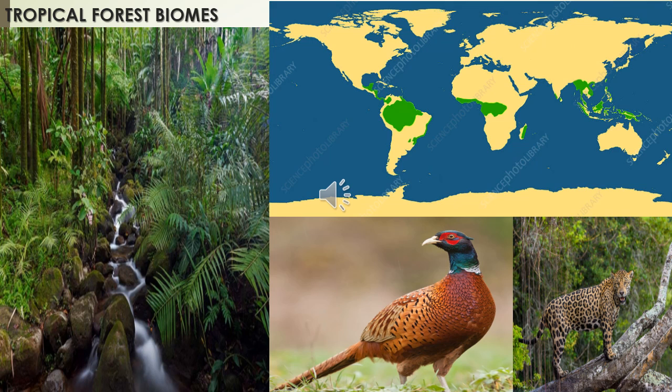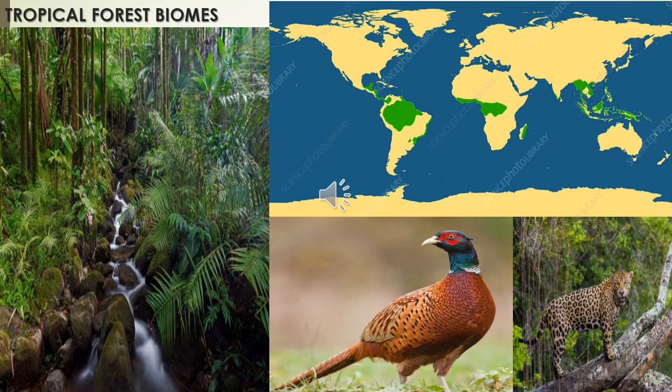They are further classified as evergreen rainforest. Evergreen rainforest means the trees are always green, because they never shed their leaves. Seasonal deciduous forest means that during the rainy season only the trees are green. During the summer season they shed their leaves, so during that time they look like dry forest. So the tropical forest comprises several subbiomes, which include evergreen rainforest, seasonal deciduous forest, etc.